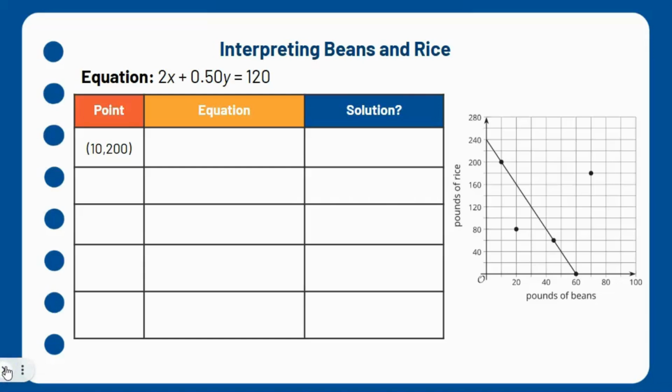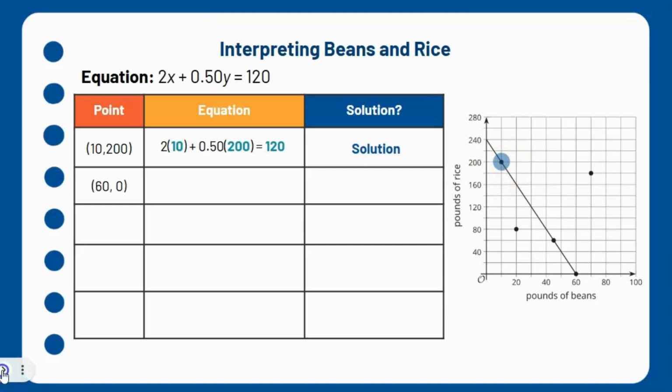Let's start with the first point, (10, 200). We will substitute the 10 in for x and the 200 in for y. 2 times 10 plus 0.50 times 200 equals 120. Since the x and y values of this point make the equation true, the point (10, 200) is a solution of the equation. If we buy 10 pounds of beans and 200 pounds of rice, it will cost $120, which is what Rosa wants to spend. We also know this is a solution because it's a point on the line of the graph.